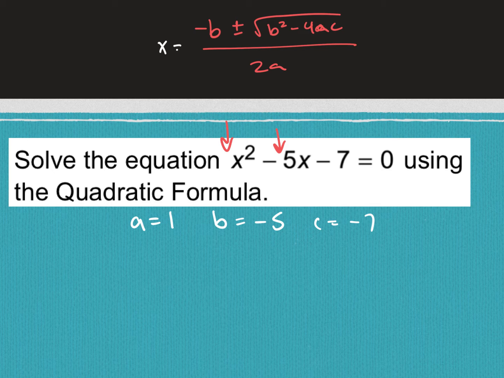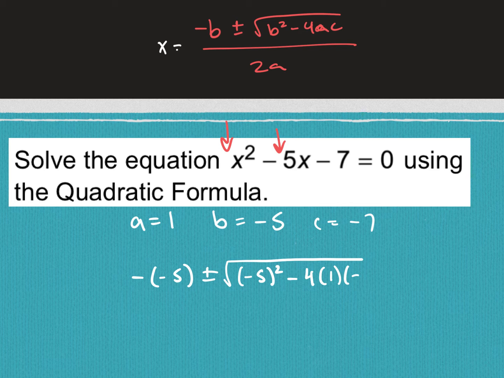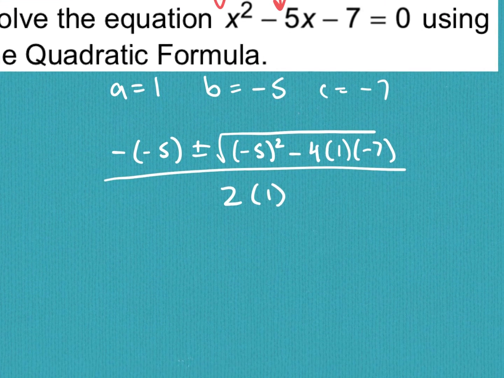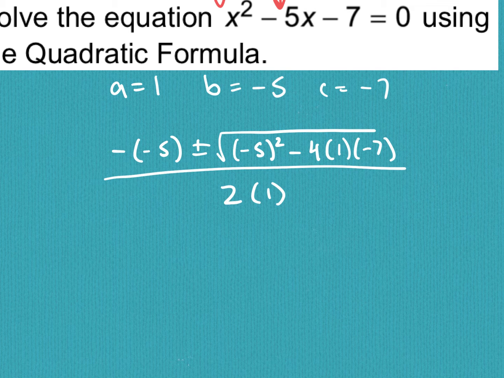So we have negative b, so negative 5, plus or minus the square root of negative 5 squared minus 4 times 1 times negative 7, over 2a, so 2 times 1. And then from here we simplify. What happens to the negative 5? It turns to positive, so this is just a positive 5.